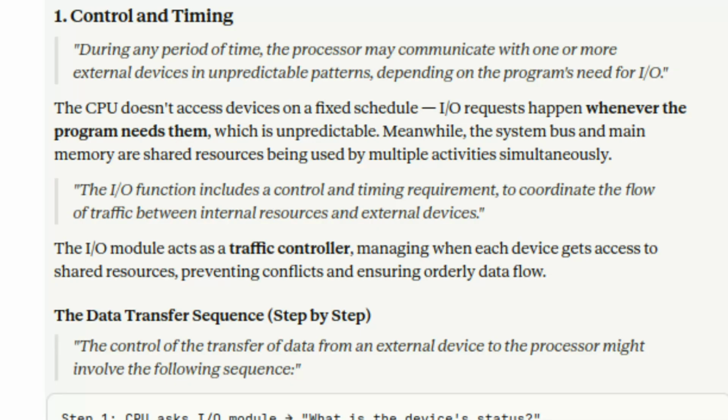Okay, so you have to understand that the IO request happens whenever the program needs it. It is unpredictable. There is no particular schedule or pattern in accessing the device. An IO request would happen whenever the program needs something from our external device. At that time the IO request would happen. So it's happening in an unpredictable manner. You have to understand that.